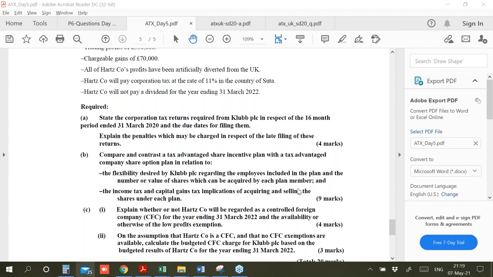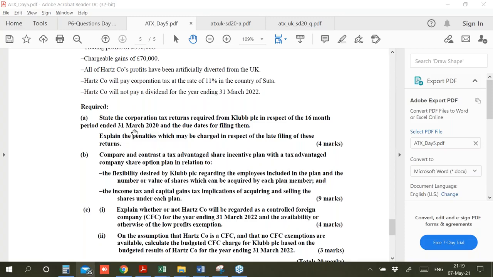Okay, guys. So, state the corporation tax returns. We can now tell that the corporation tax return should be filed by 31st March 2021. However, explain the penalties which may be charged in respect of the late filing of these returns. For that I have to read the question to see, because the penalty depends on how late you have submitted the return. Within 3 months, 3 to 6 months, more. So it depends. I have to check.